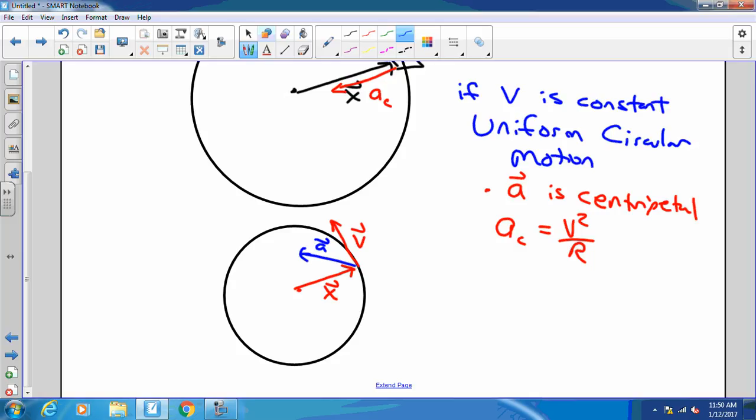And what we did was to take our acceleration vector and break it up into two components, centripetal and tangential. And the centripetal component had a value of v squared over r. The tangential component was the rate at which my speed was changing.